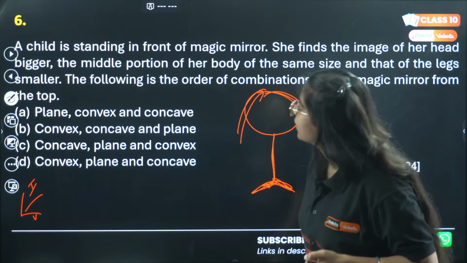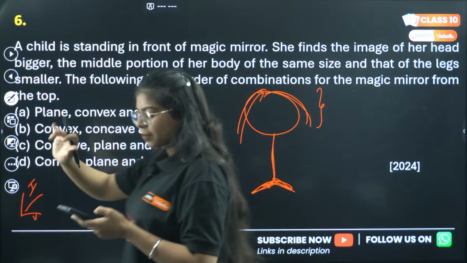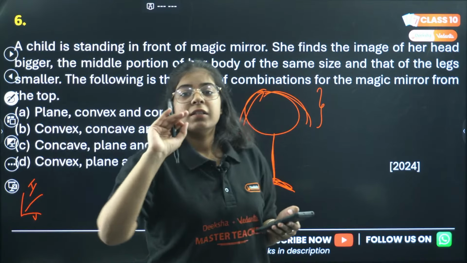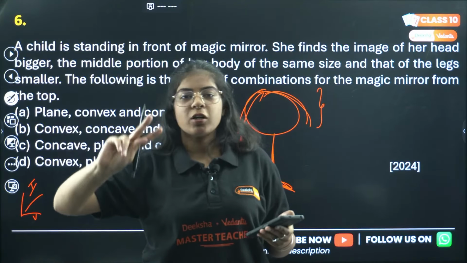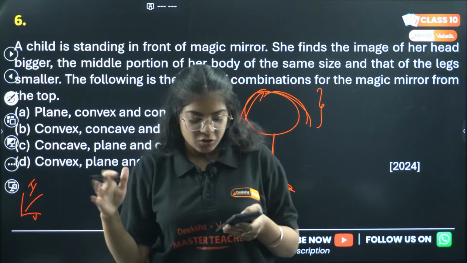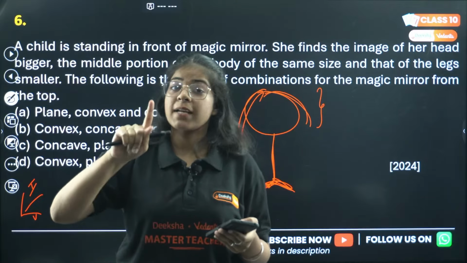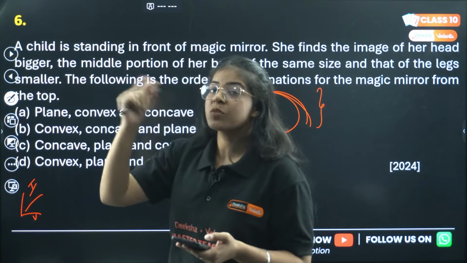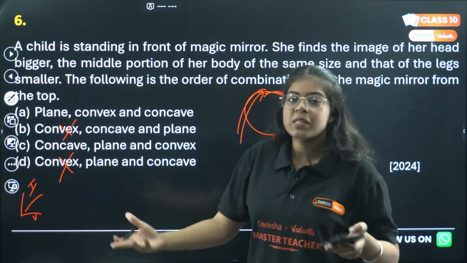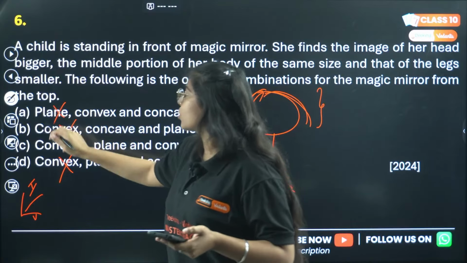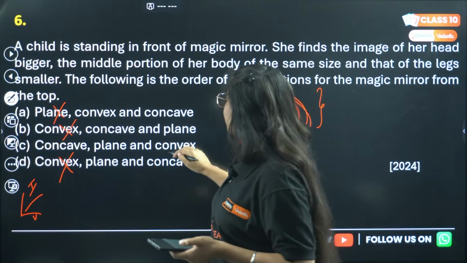See, I'm just going to tell you the approach in a very simple manner. The mirror which never makes a larger image is either concave or convex. Plane mirror cannot change the size of the image. So which mirror cannot make larger size images? That is convex mirror. Convex mirror always forms diminished images, so convex can't be the answer. Plane is also not the answer because plane mirror cannot increase the size of our object. So the answer is concave.